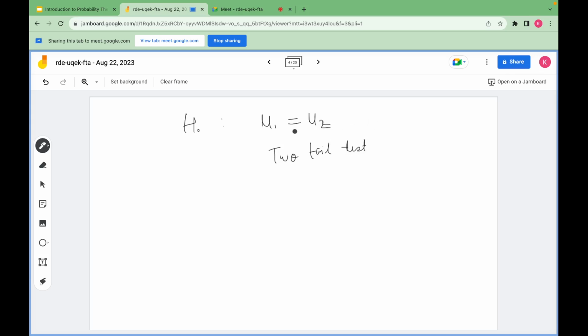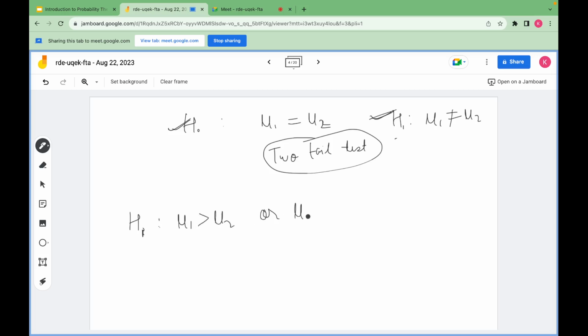When the value of mu1 is equal to mu2, and the alternative hypothesis is that mu1 is not equal to mu2, we will use a two-tail test. But when we have the null hypothesis as something like mu1 greater than mu2 or mu1 less than mu2, then we use a one-tail test.